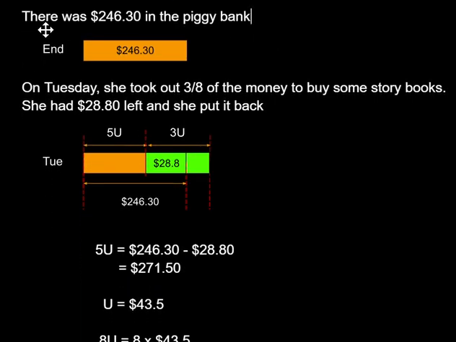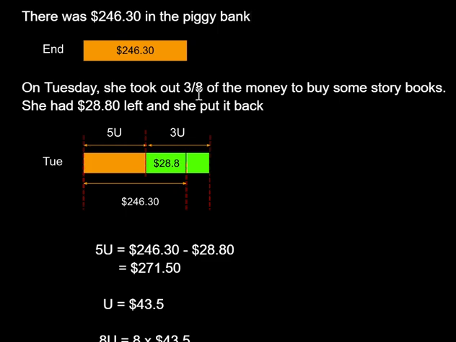From the question, we know that there was $246.30 in the piggy bank. I call this the end state. So I just draw a bar and write 246.30. Then remember, I work backward. So I don't start on Monday, but I start on Tuesday, because we are working backward.